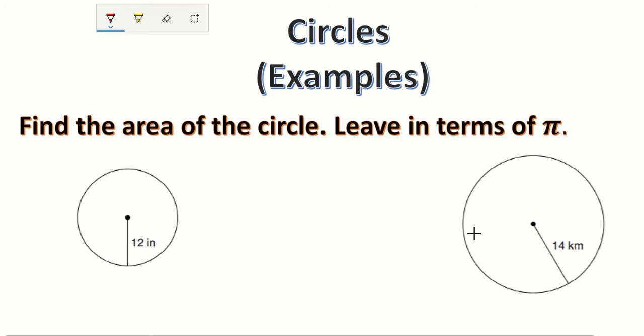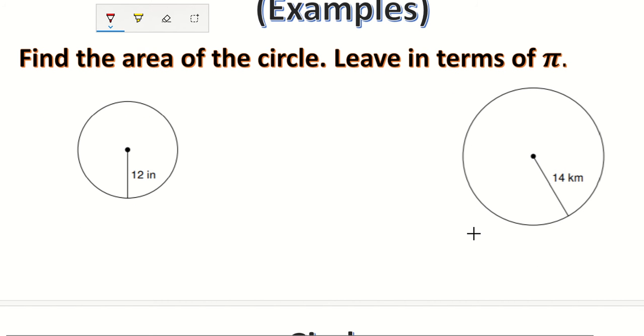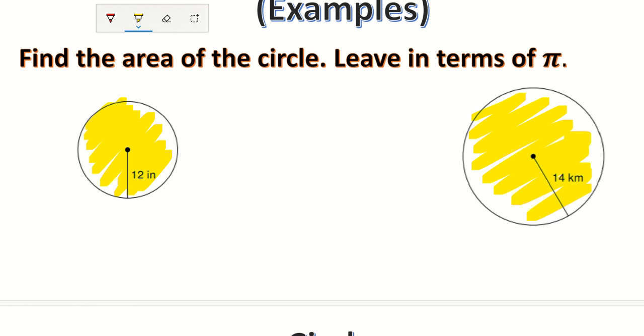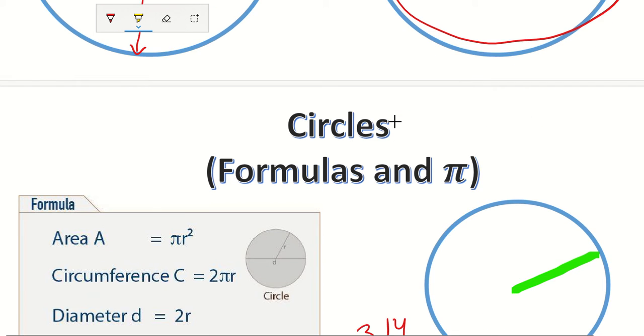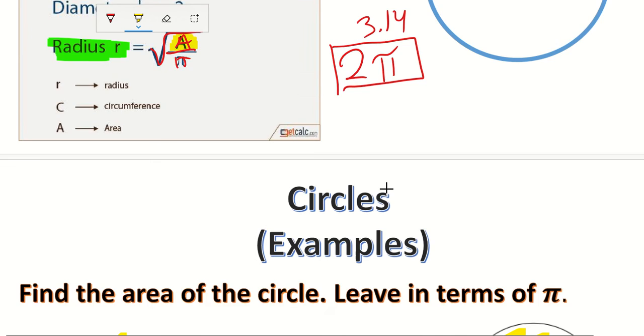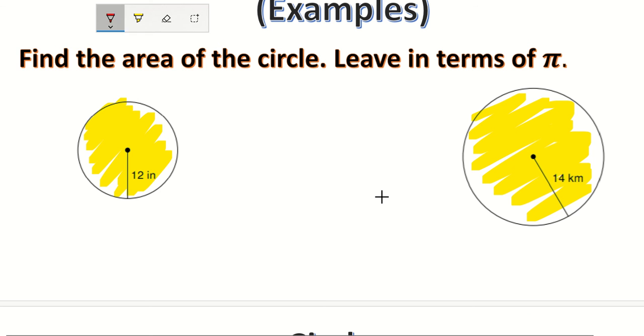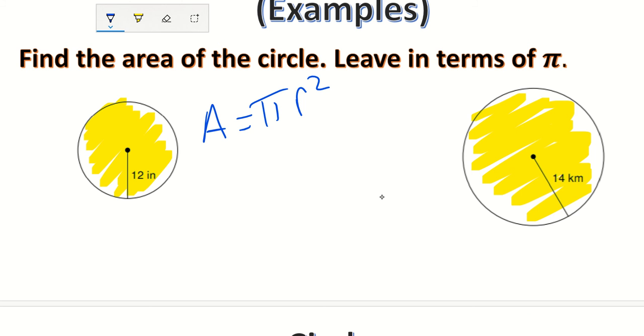Okay, guys, if you take a look at the examples, we have find the area of the circle. So they want us to find the area of the circle. They want us to find out how much the circle covers the inside. And remember that the formula for area is pi r squared. So I'm going to go ahead and write it here. Pi r squared. That's the formula that we're going to use to find the area. And of course, the only one we need here is the radius, which is 12, and the other example is 14. We actually have the radius. So let's go ahead and figure out what that is.